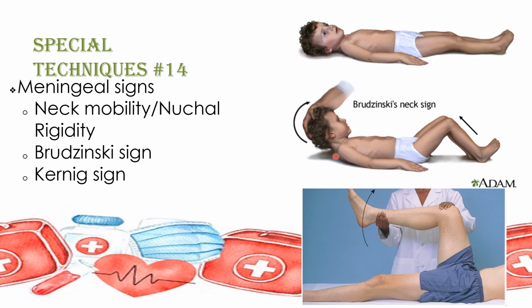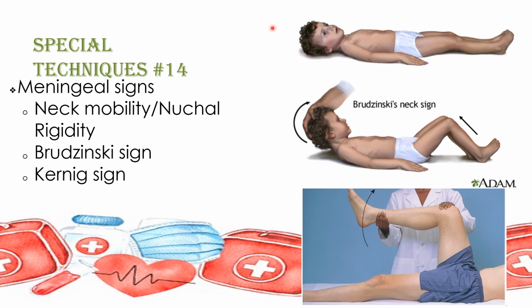Normally, the neck is supple and the patient can easily bend the head and neck forward. Neck stiffness and resistance to flexion occur in 84% of the patients with acute bacterial meningitis and in 21% to 86% with subarachnoid hemorrhage.